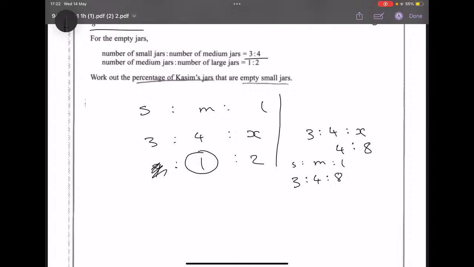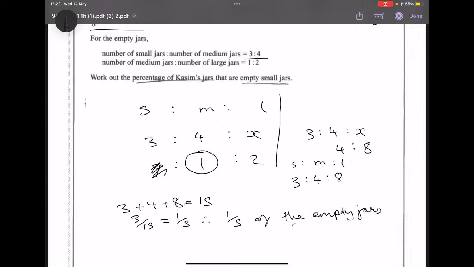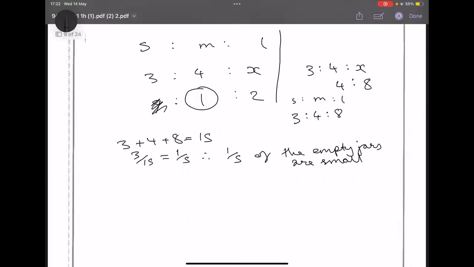Now for the ratio, we add them up: 3 plus 4 plus 8, that equals 15. 3 over 15 equals 1/5. Therefore, 1/5 of the empty jars are small. Now we have 150 jars times by 1/5, and that gives us 30 small empty jars.